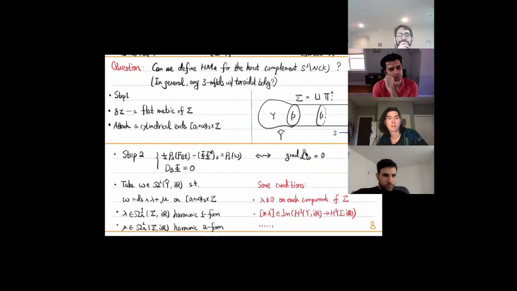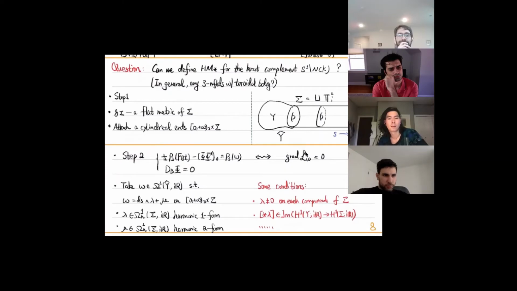But the first step is not enough. Our second step here is to specify the two-form perturbation. And in our case, I want to take this closed two-form to have this standard shape, ds wedge lambda plus mu on the cylindrical end. Here, s is the coordinate function for this cylindrical end, and lambda is a harmonic one-form on the surface, and mu is a harmonic two-form on the surface. And because our metric on the cylindrical end is flat, this two-form omega is covariantly constant on the cylindrical end.